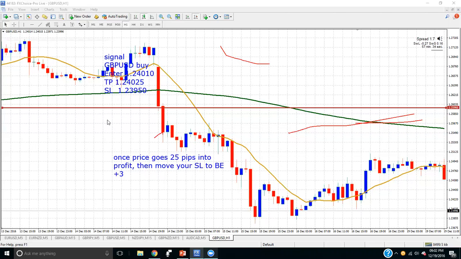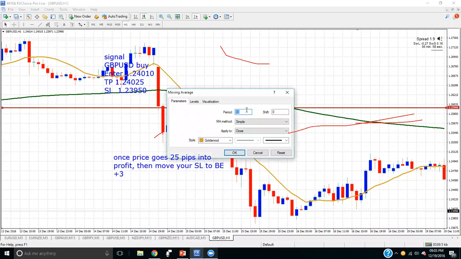Okay. So it doesn't matter whether you're on an Android or an iPhone. The last one that we did for moving average: the period is 13. The shift is 0. The method is simple, apply to close. Levels are 0. Your style is your color, and make sure you pick 4 pixels. I'll go ahead and put these right here so you can see it. There's your information right there.